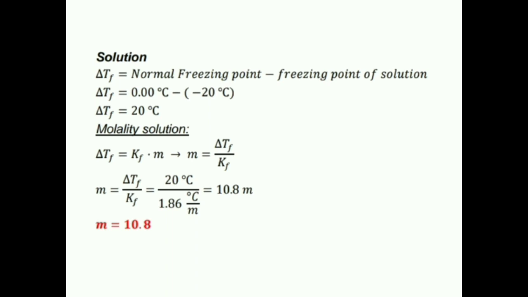That results to 20 degrees Celsius. So to find the molality of the solution, we need to use the equation delta Tf is equal to Kf times m. So molality is equal to delta Tf over Kf. Direct substitution for the given values, that is 20 degrees Celsius over 1.86 degrees Celsius over m, and that results to 10.8 molality.